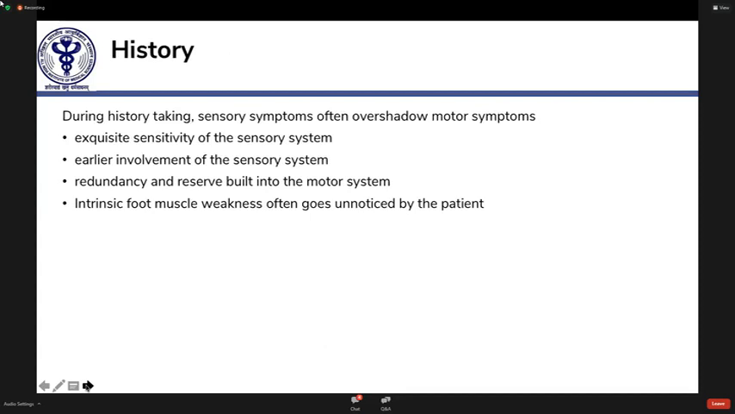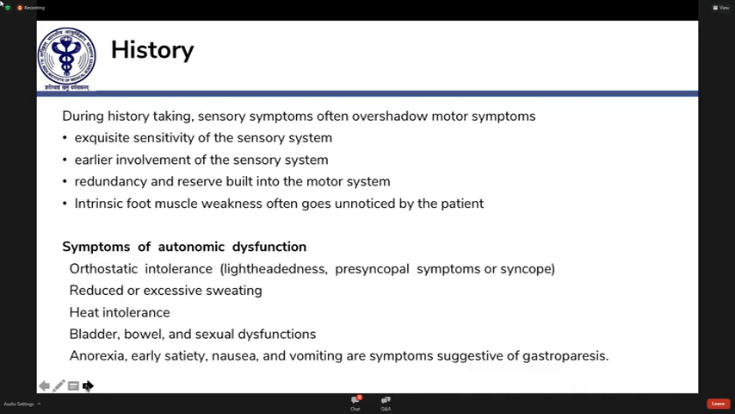So during history taking, sensory symptoms often overshadow the motor symptoms. This is maybe because of the exquisite sensitivity to sensory symptoms, the earlier involvement of the sensory system, and the redundancy and reserve built into the motor system. Intrinsic foot muscle weakness often goes unnoticed by the patient. Many times, mild dorsiflexion weakness or toe extensor weakness is not noticed, especially in inherited neuropathies, unless you examine. You ask them to walk on heels and they may not be able to do it, but they may not complain of any specific weakness.